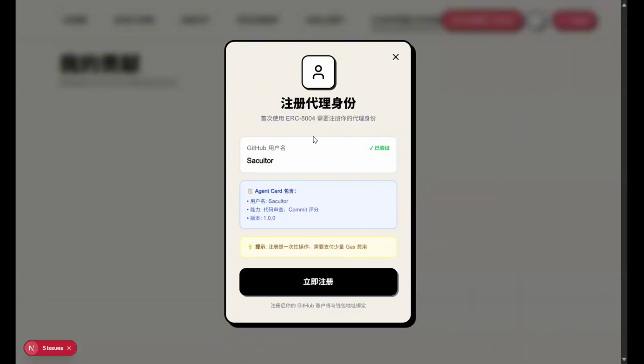But after registration, what can it do? After registration, you push a commit, and the agent can judge the quality of the commit and give it a score, so that everyone can see whether your code is good or bad. Gotcha.